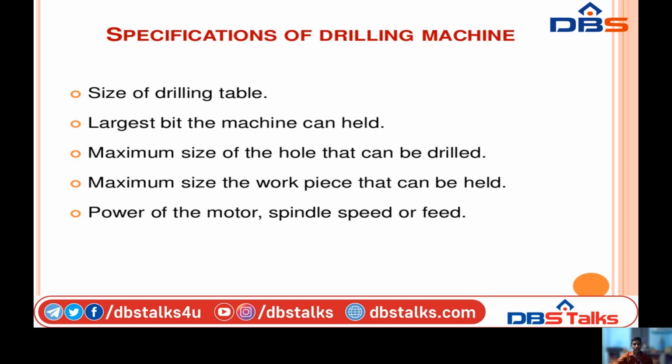Here, the drilling machine is specified by the size of the drilling table, the largest bit the machine can hold, the maximum size of hole, the maximum size of the workpiece, and the power of the motor. These are the specifications of a drilling machine. By using these, we specify the machine. It can generate a hole up to the maximum size, and hold a workpiece up to the maximum size. These are the main basic specifications of a drilling machine.